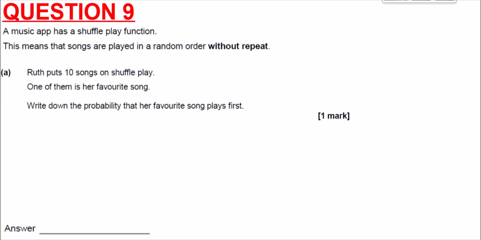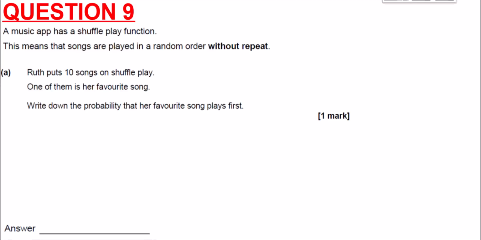Question 9, we've got a music app with a shuffle play function, as most of them do. It means that songs are played in a random order without repeating. Ruth puts 10 songs on shuffle play. One of them is her favourite song. Write down the probability that her favourite song plays first.